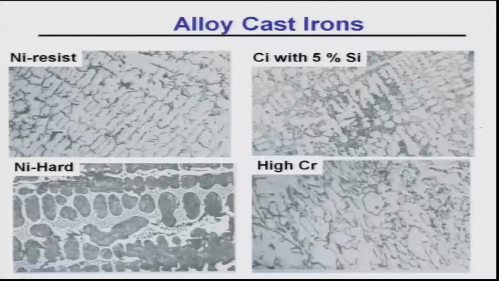Well, so we will discuss 3 elements. First one is chromium. Chromium, as I told you, can be added from 2% to about 10% by weight into the cast iron. And what does the chromium do?